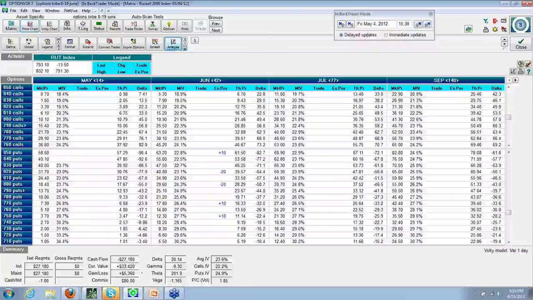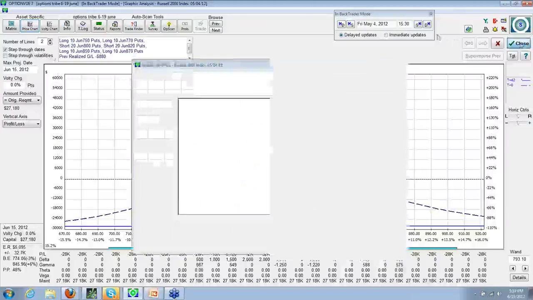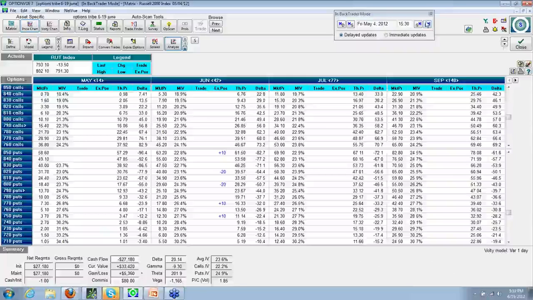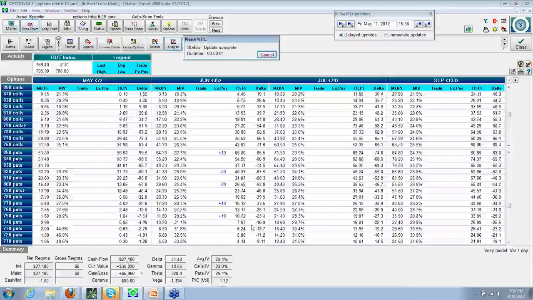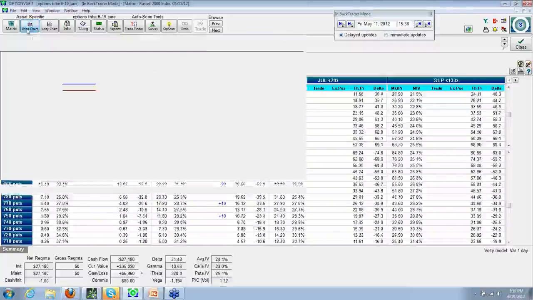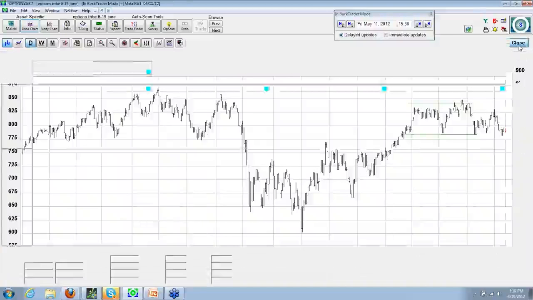Our Greeks are good. We're right here, nice flat delta. Everything's doing well. Let's kick ahead another 5 days. Let's do a position check. The market's just been kind of chopping around here. Came down. We've been sideways for a while.